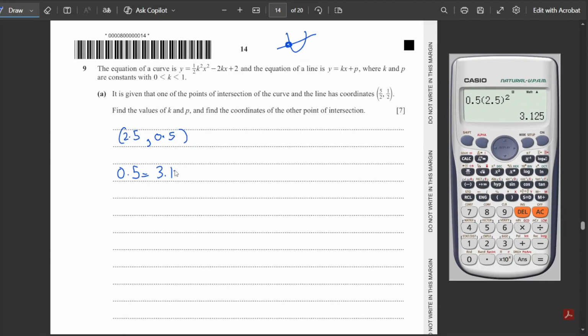So 3.125 k squared minus 2kx. So what's 2 times x going to be? X is 2.5, so it's going to be 5k plus 2. Let's solve this quadratic equation, but before that, let's bring this part onto the right-hand side. So we have 0 equals 3.125 k squared minus 5k, and then plus 2 minus 0.5. That is going to give us 1.5. So now we have a quadratic equation for k.